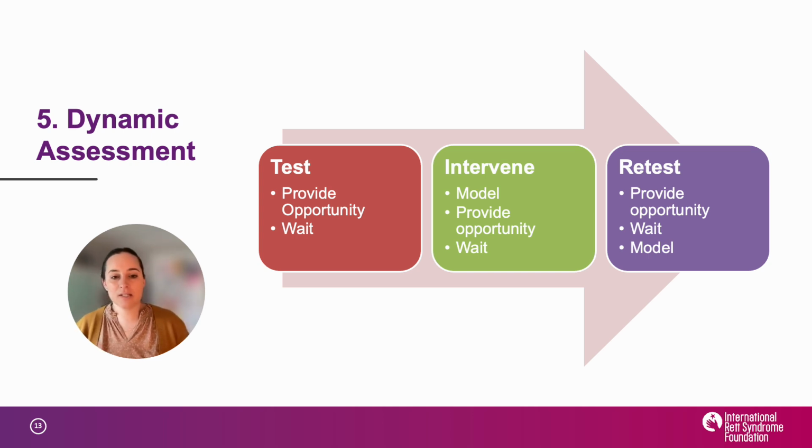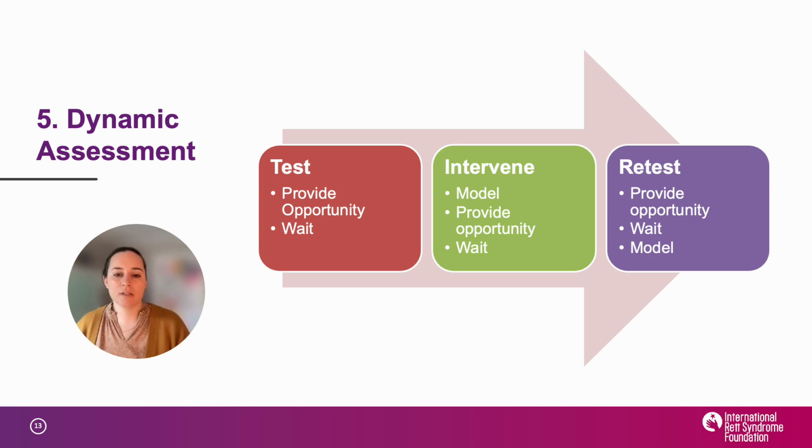So instead of just assessing a specific skill and saying this person cannot do it, instead you look for that skill, then you teach that skill, and then you retest for that skill to see if the way that you taught the skill had a positive or maybe negative effect on that person being able to learn and produce that skill. So like I said, step one, teach the individual. You want to provide opportunities and then wait for that individual to demonstrate or not demonstrate the skill.